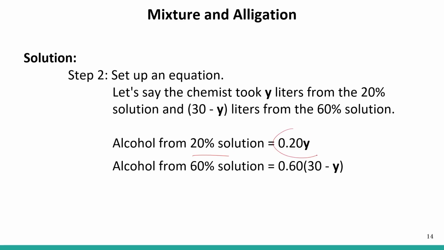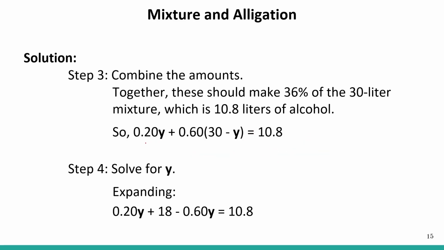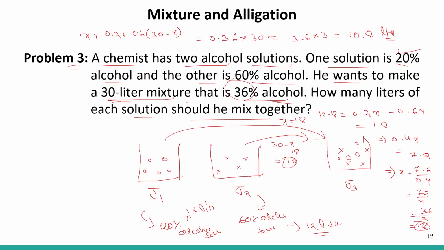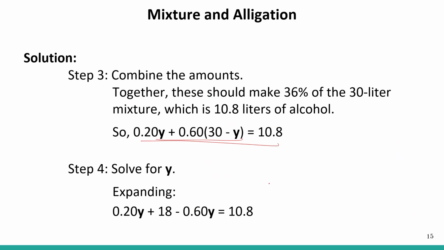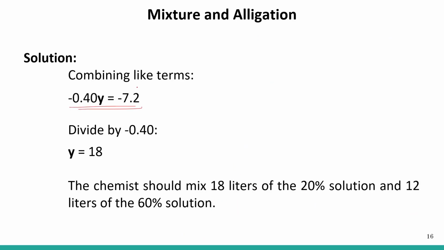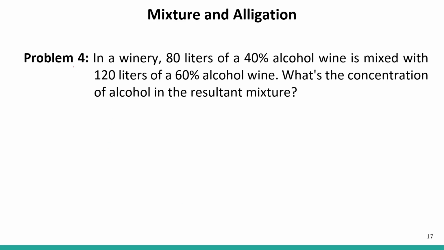That is, alcohol from the 20% solution will be this much, alcohol from the 60% solution will be this much, right? Then you get this algebraic equation, which we have also derived right here. Solving for y, you get 0.40y is equal to 7.2, so y is equal to 18. So the chemist should mix 18 liters of 20% solution with 12 liters of 60% solution. That will be the correct answer.